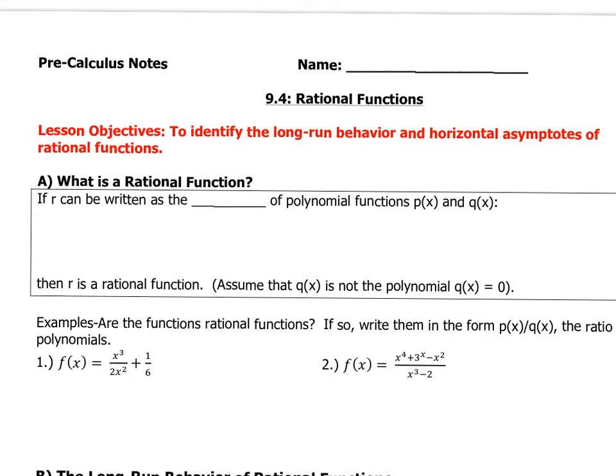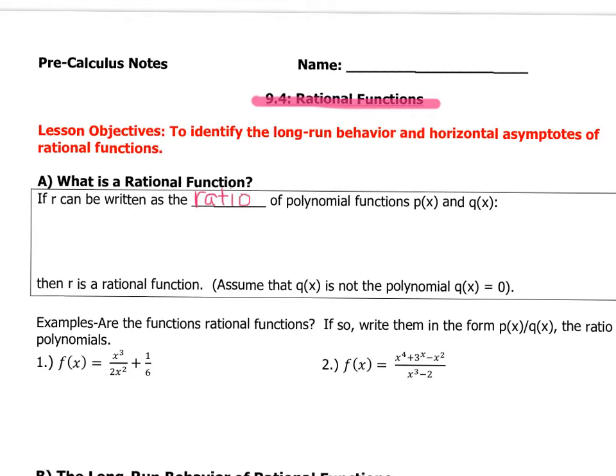We have spent the last couple lessons talking about different aspects of polynomial functions, which built on that first lesson on power functions. What we're looking at today are rational functions.